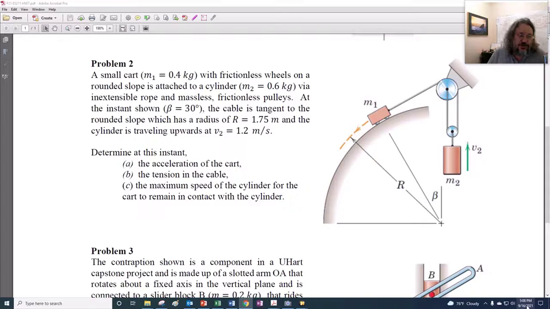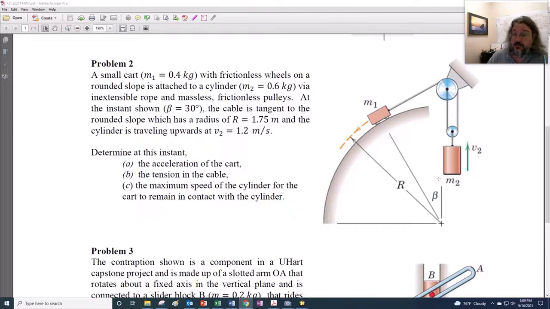Alright, so we have this small cart right here that's 4 kilograms, and I'm pointing to the thing. You can't see my hand. Okay, and with frictionless wheels, and it's on this rounded slope. And it's attached to the cylinder over here that's 0.6 kilograms with a rope that doesn't stretch, and the pulleys are frictionless and massless. Therefore, that just tells us the tension is the same everywhere. It wouldn't be if the pulleys had mass or had friction.